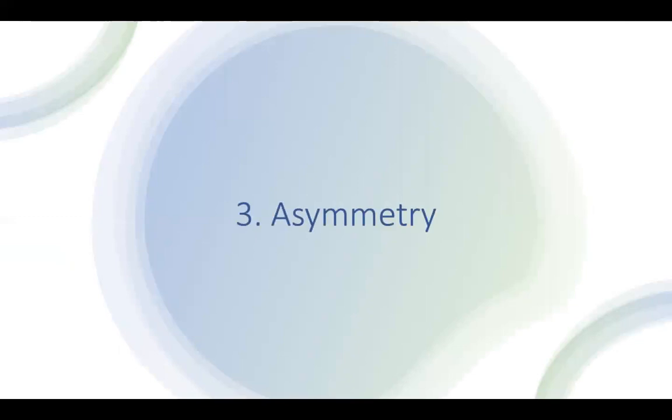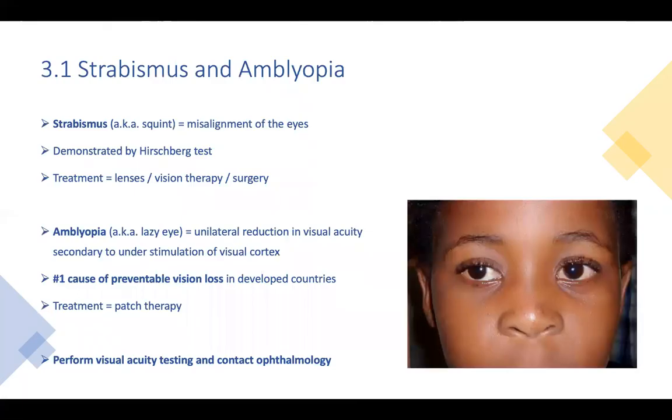Next, we have causes of ophthalmic asymmetry. Strabismus, also known as squint, is a misalignment of the eyes. This can be demonstrated by the Hirschberg test.